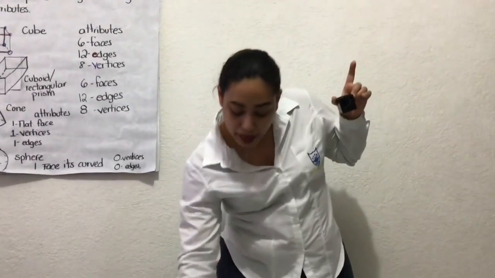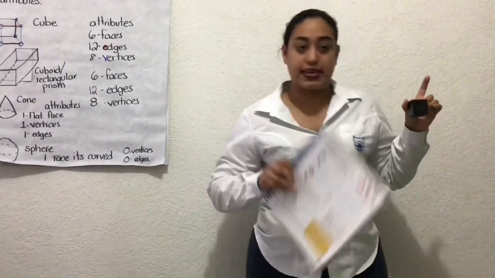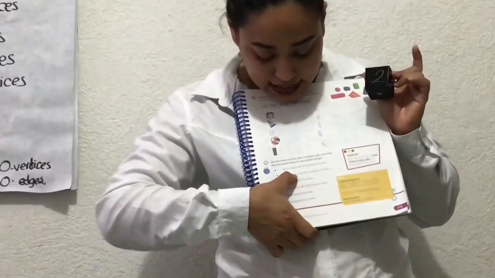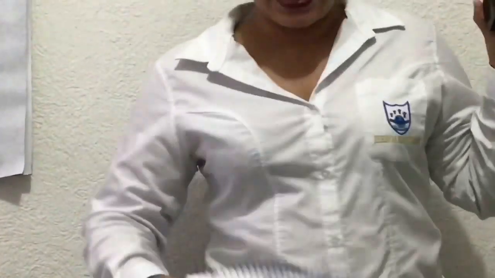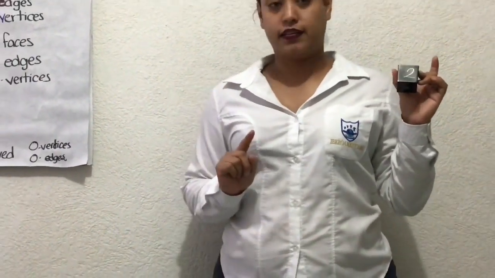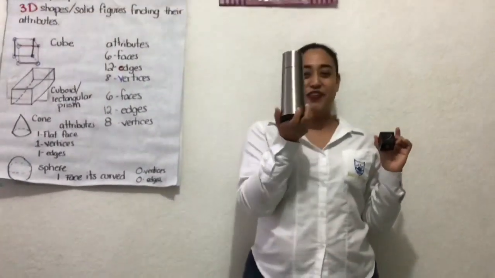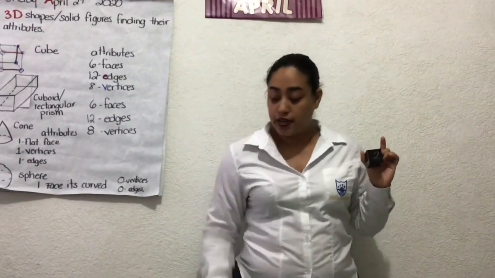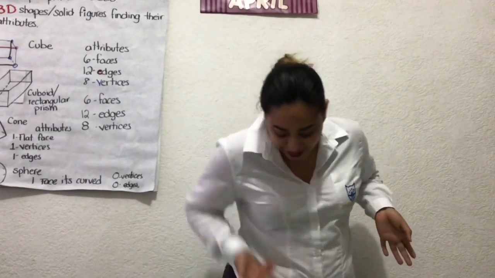And right here in my book, it says, number 2, say an object with the shape of a cylinder. Say the name of an object that has the shape of a cylinder. So I'm going to use the one that I already showed you, and I'm going to say water bottle. A water bottle is a cylinder. There are many shapes that are cylinder.